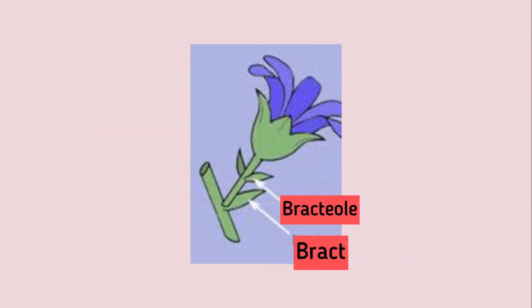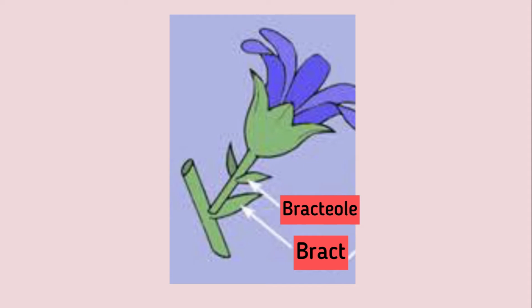This time we will see another important part of the flower. These are bract and bracteole. A small leaf or leaf-like organ in whose axil a flower or inflorescence grows is called bract. If there is any organ like a bract after the bract, it is called bracteole. Not all flowers have bract or bracteole.